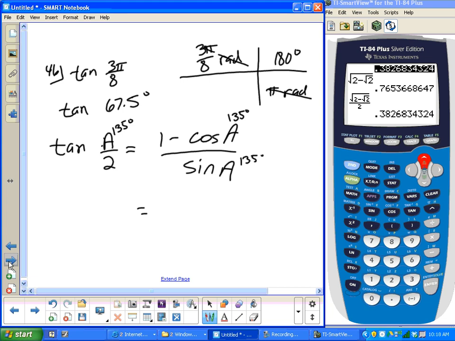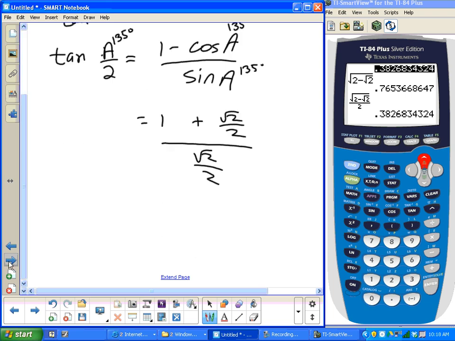All right, 1 minus. Now, what is the cosine of 135? Negative square root of 2 over 2. So that would just really be plus square root of 2 over 2. And then the sine is square root of 2 over 2. All right, now we're going to multiply everything by 2. Y'all okay if I don't show it? That's going to be what? 2 plus square root of 2 over square root of 2. All right, you got to rationalize it.